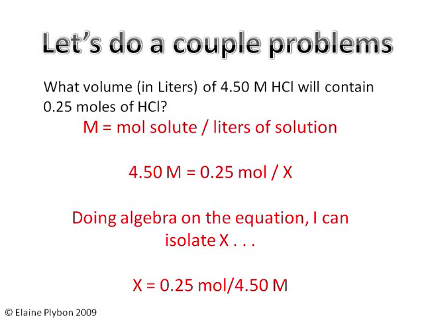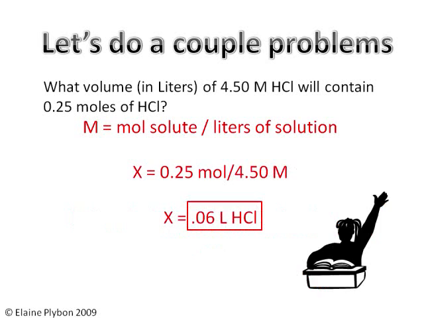Now, if you aren't following how I got to that, it might actually be easier for you to ask one of your peers to help you with that, or I'm sure that your math teacher would be happy to go over it with you. Once I have my equation with x isolated, it's pretty simple calculation. I just take my 0.25 divided by 4.5, and my answer is going to be 0.06 liters of HCl.